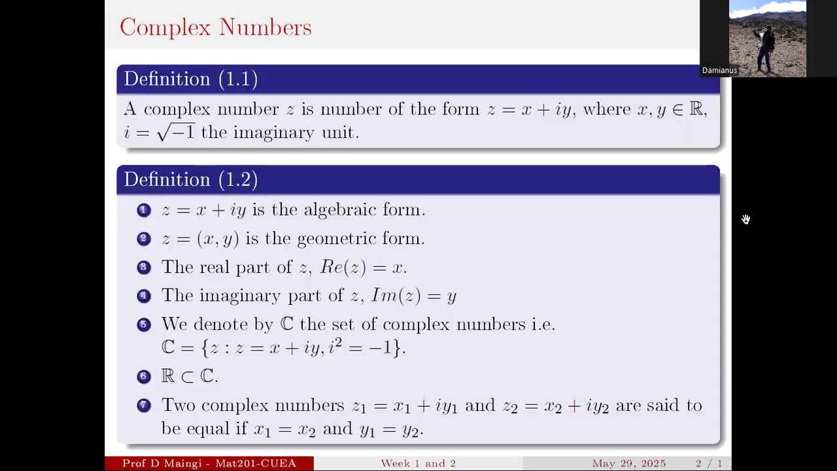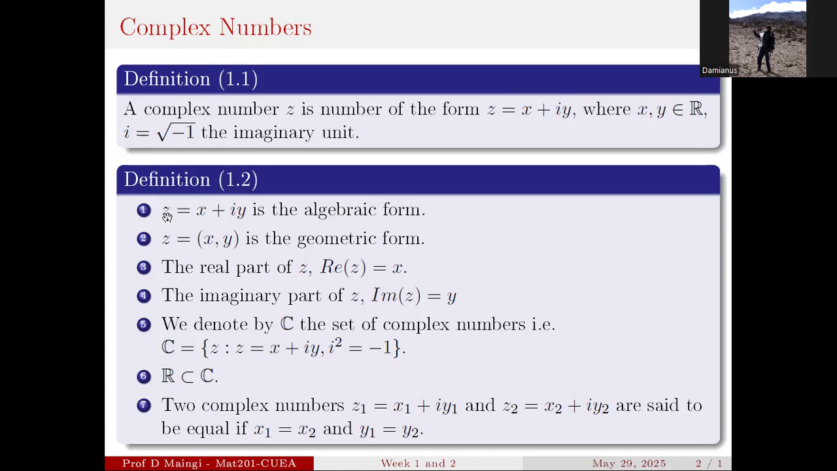So the first definition of the course is, what's a complex number? A complex number, we shall use Z to denote it, is a number of the form x plus iy, where x and y are real numbers, and i is the square root of -1, or i squared is -1, what we call the imaginary unit. This definition, we are calling definition 1.2, emphasizes exactly what complex numbers are.